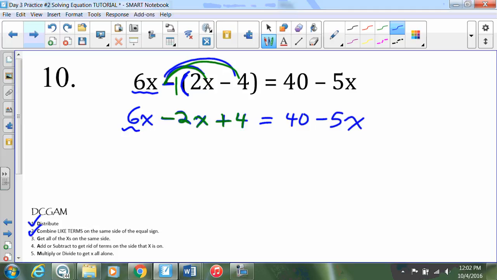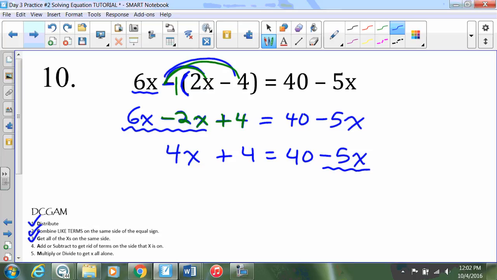I see a 6x, I see a minus 2x. Those are like terms. 6x, take away 2 x's, leaves us with 4 x's. Only going to do one step at a time, so I'm going to rewrite the rest of the problem. Let's see, get all the x's on the same side. Yep, we need to do that. So we're going to take this negative 5x and we're going to move it to the left. Anytime we want to move something to the other side of the equal sign, we've got to do the opposite. So we're going to add 5x. So 4x plus 5x is 9x.